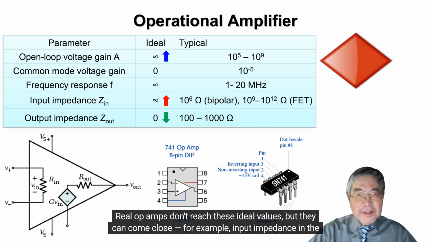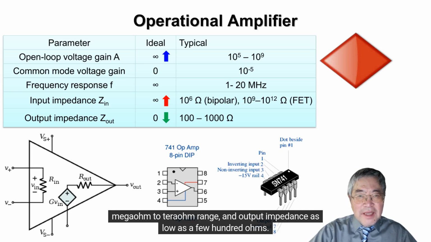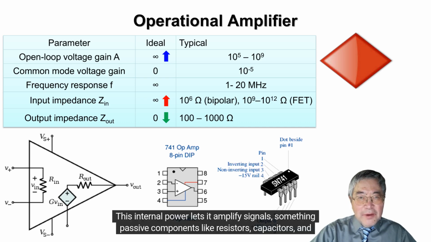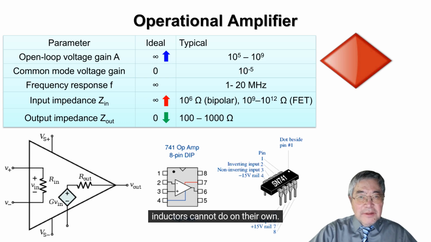Real op-amps don't reach these ideal values, but they can come close. For example, input impedance in the megohm to teraohm range, and output impedance as low as a few hundred ohms. An op-amp is an active component. It needs its own power supply, typically labeled Vs plus and Vs minus. This internal power lets it amplify signals, something passive components like resistors, capacitors, and inductors cannot do on their own.